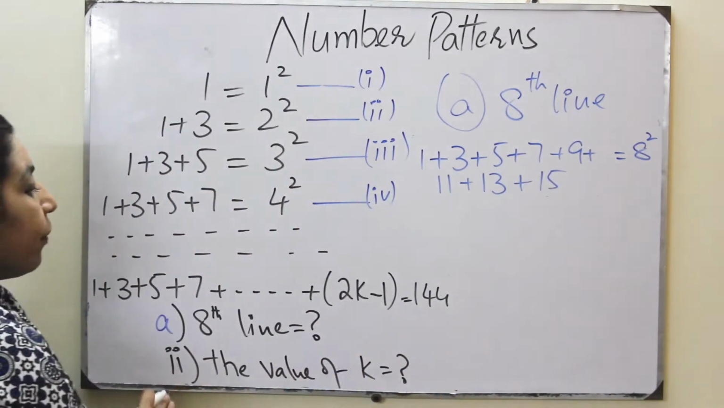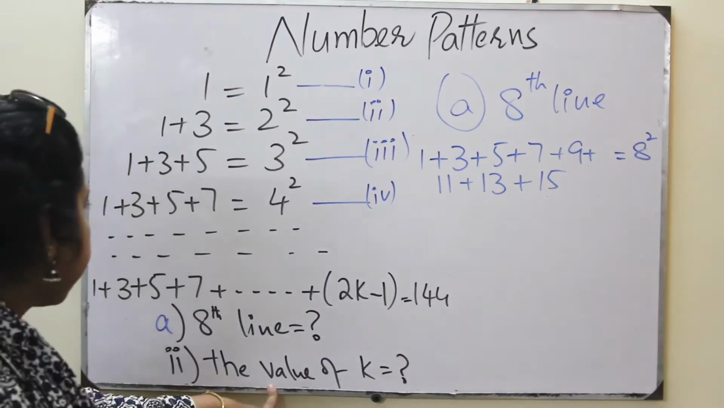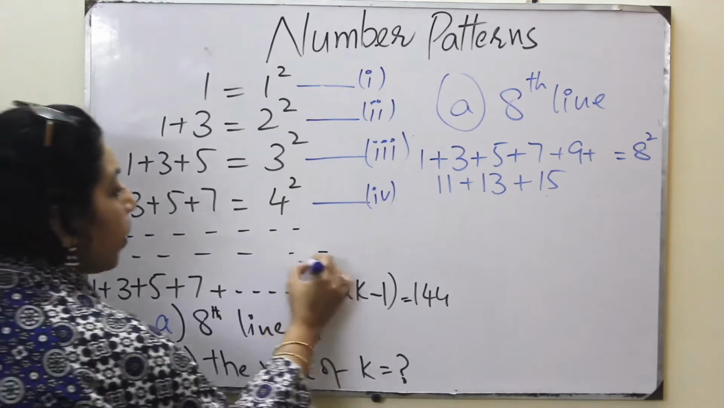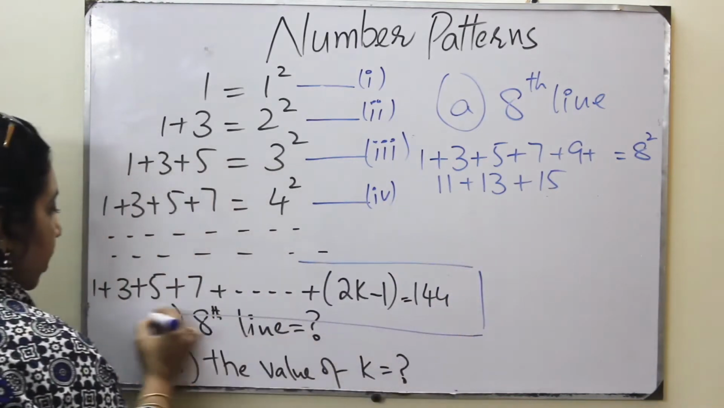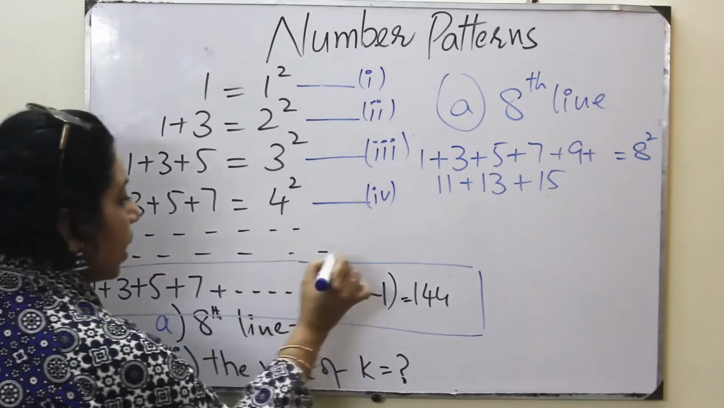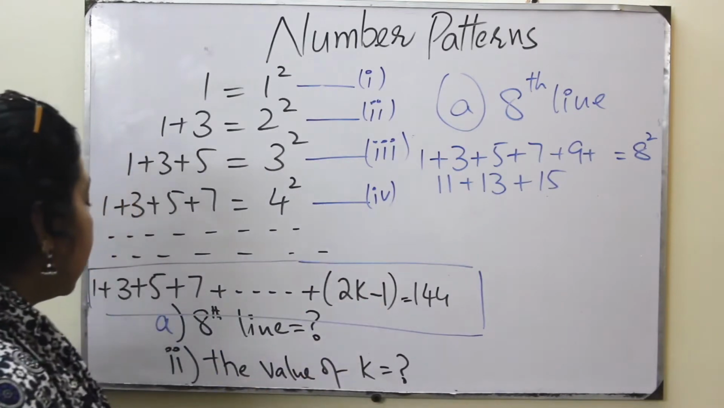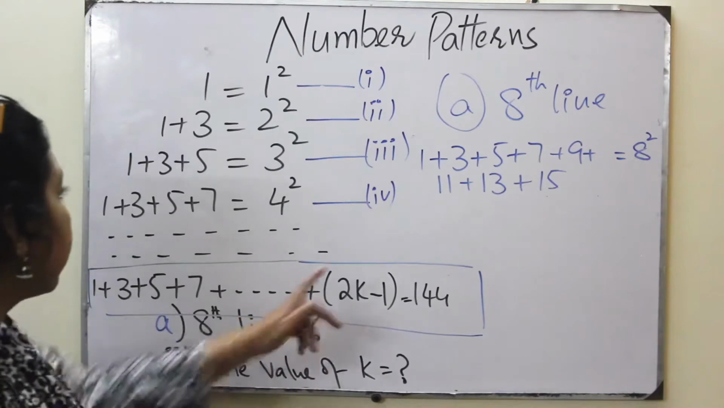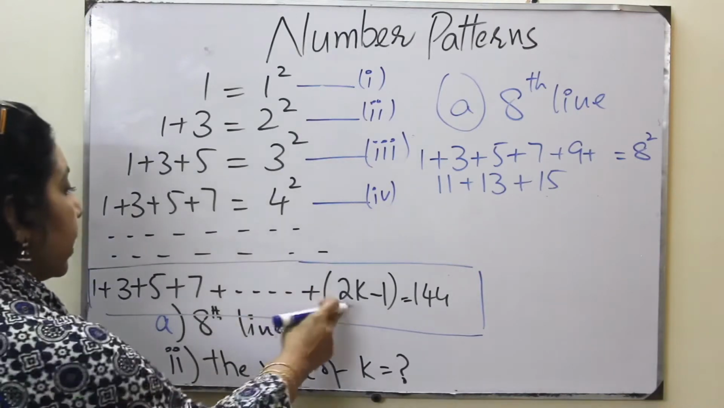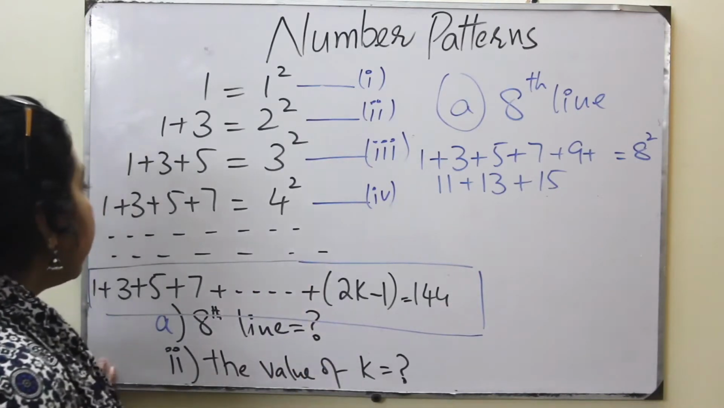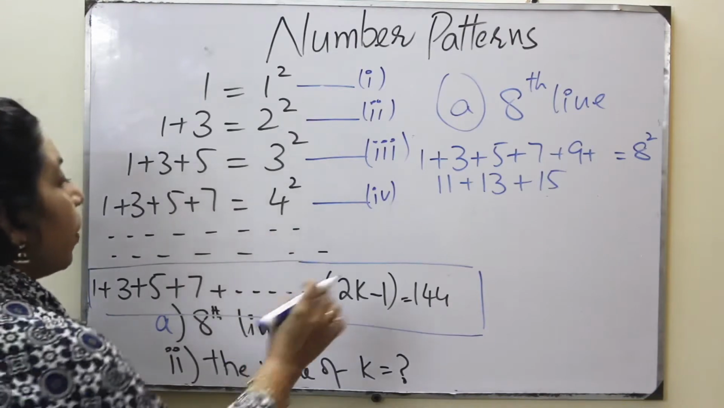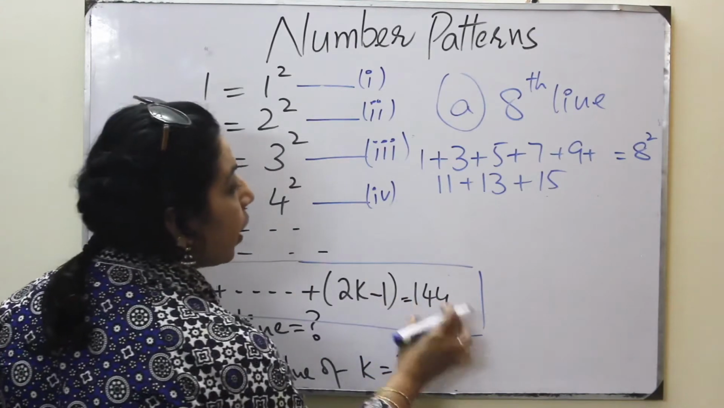So now when we have to find the value of k, we have to work on this line, which is usually known as the last line or kth line. In this question it will be called the kth line as there is variable k. So when we find the value of k, we will work on this 144.